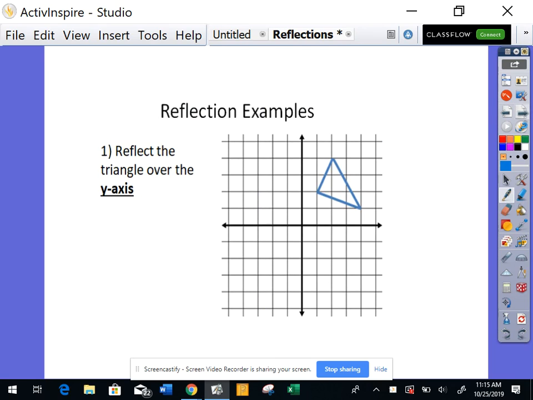So now we're going to do a couple of examples here. We're going to reflect this triangle over the y-axis. Okay? All right, so when we reflect over the y-axis, we know that we'll have an x and a y. When reflected over the y-axis, my y is going to stay the same, but my x is going to become opposite. All right? So this first point here is at 1, 2. This point here, the bottom right point, is at 1, 2, 3, 4, and 1.